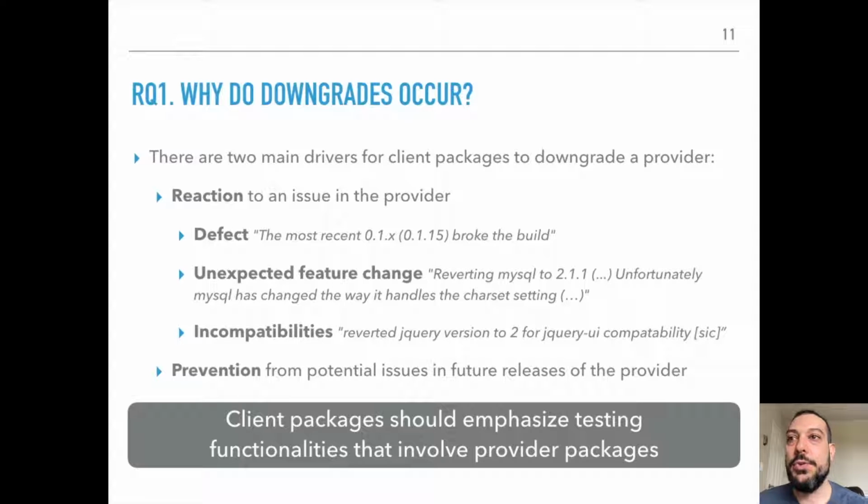In our first RQ, we explored the factors that drive a client package to downgrade a provider package. We identified two main drivers. First, the client package downgrades the provider to react to an issue that occurs when it previously updated the provider. The client package also downgrades the provider to prevent future and potential issues with this provider. The takeaway from this RQ is that client packages should emphasize testing functionalities that rely on the provider package.